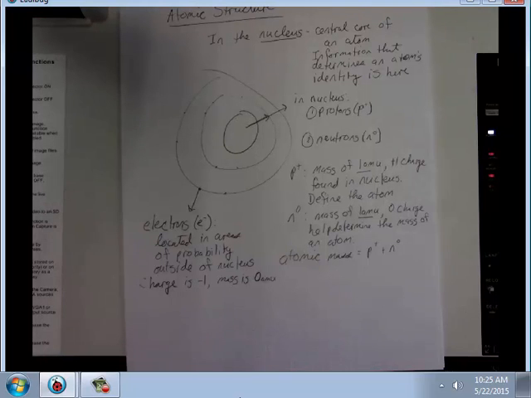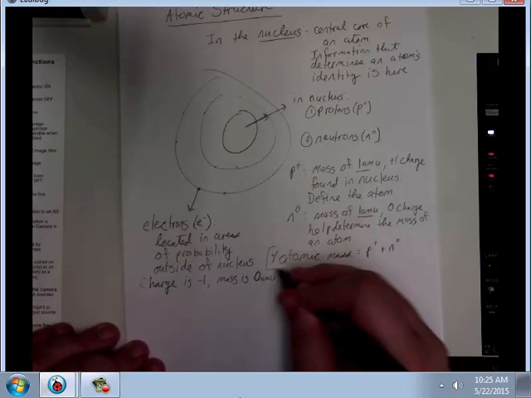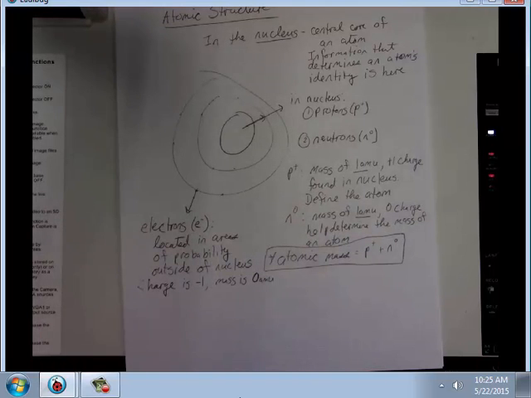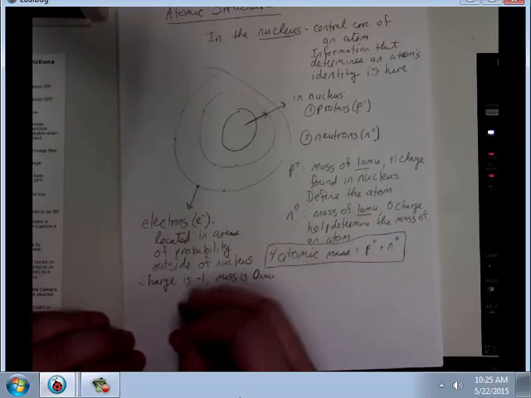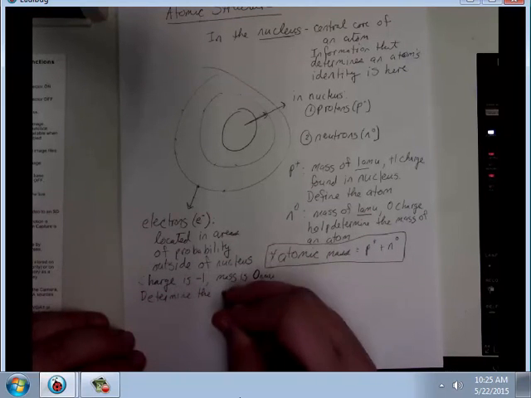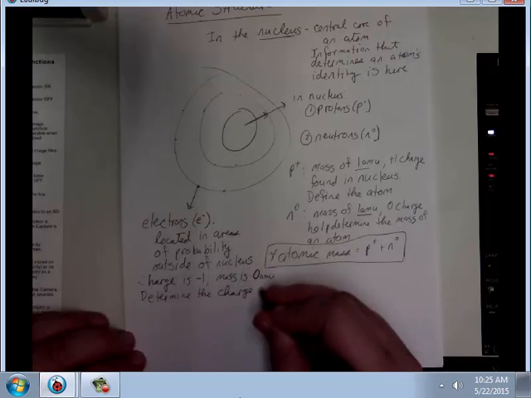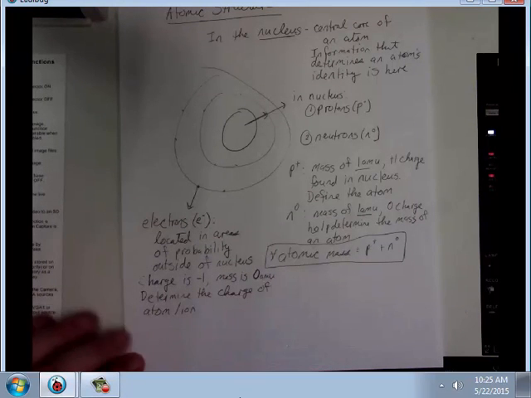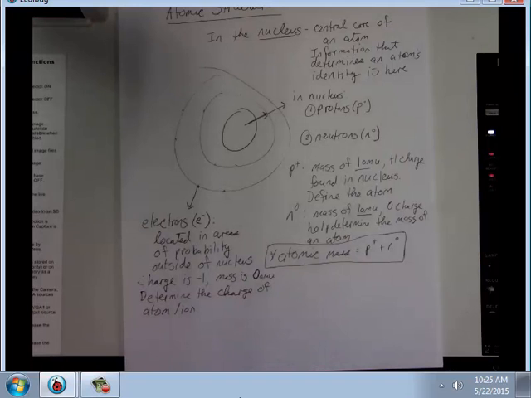What these do is they determine the charge of the atom or the ion. And we'll talk about atoms and the difference between those in the next video. So these are the three things that make up an atom, where they're located, what we use them for. And like I said, the next video we'll talk about atoms, ions, and what we call isotopes. So I'll see you there.